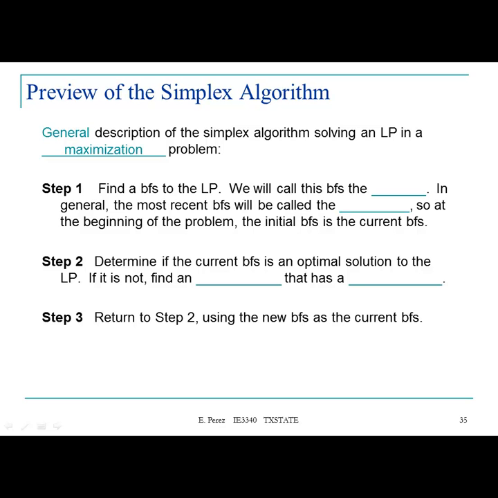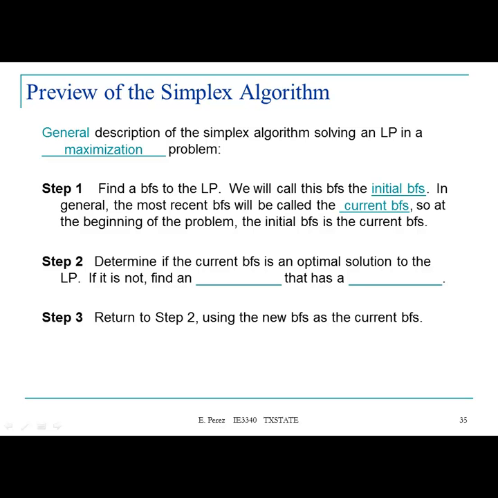We will call this the initial basic feasible solution. In general, the most recent basic feasible solution will be called the current basic feasible solution. So at the beginning of the problem, the initial one is going to be the current one. So we're going to start with that. That's going to be our initial solution.